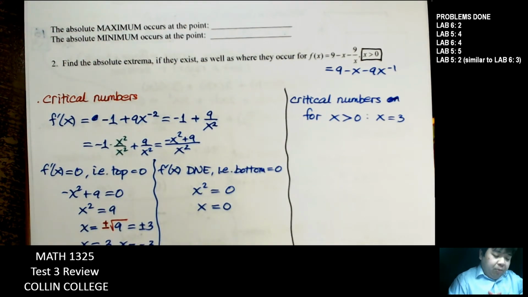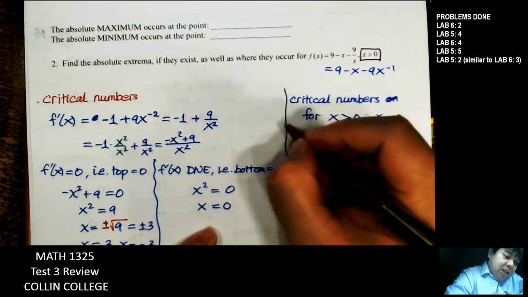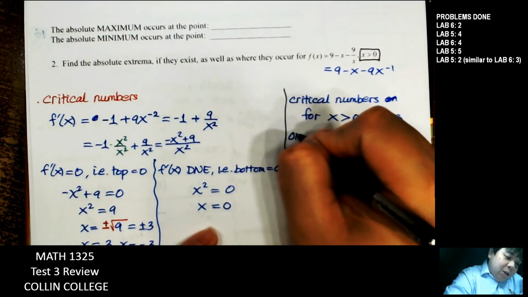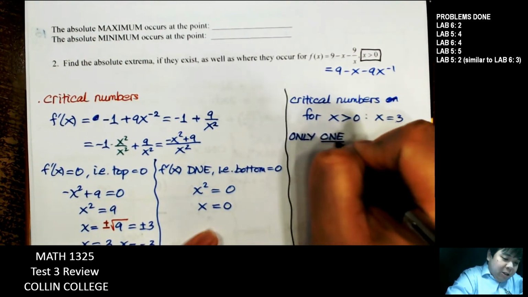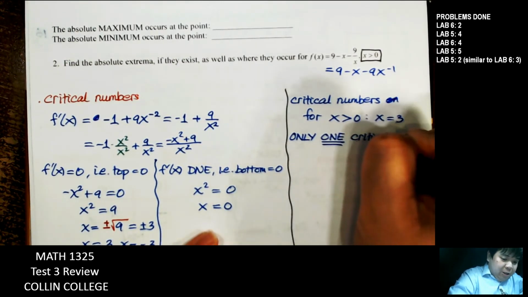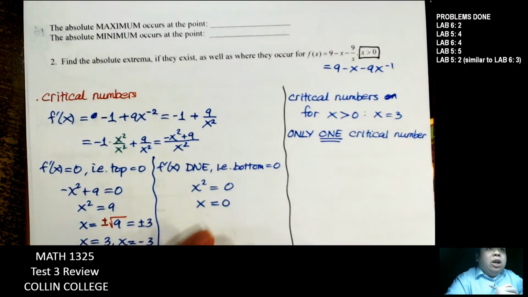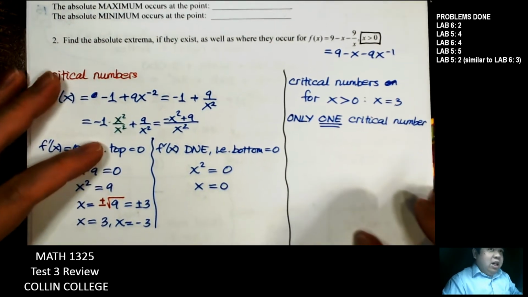Next, before we continue, the next step is to determine whether we have the max or the min here. Since we only have one critical number, it's very important, let me just write that again, only one critical number.